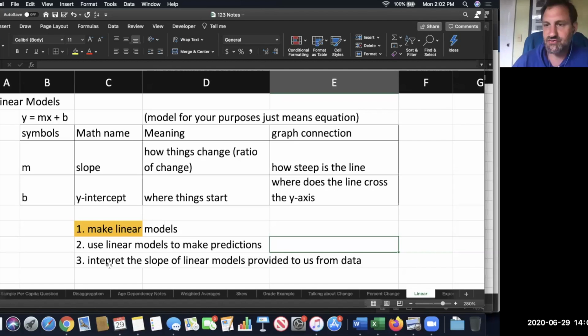Some basic things for you to know. You probably want to write down y equals mx plus b. That's the general structure of the linear model that we're going to use. It's not the only structure. There's lots of ways you could write a linear model. But for our purposes, that's what we're going to do.